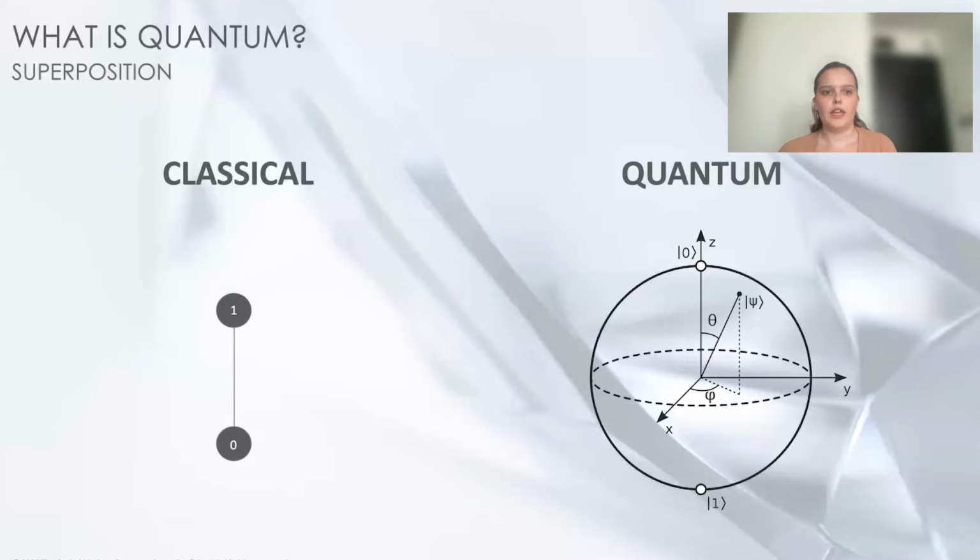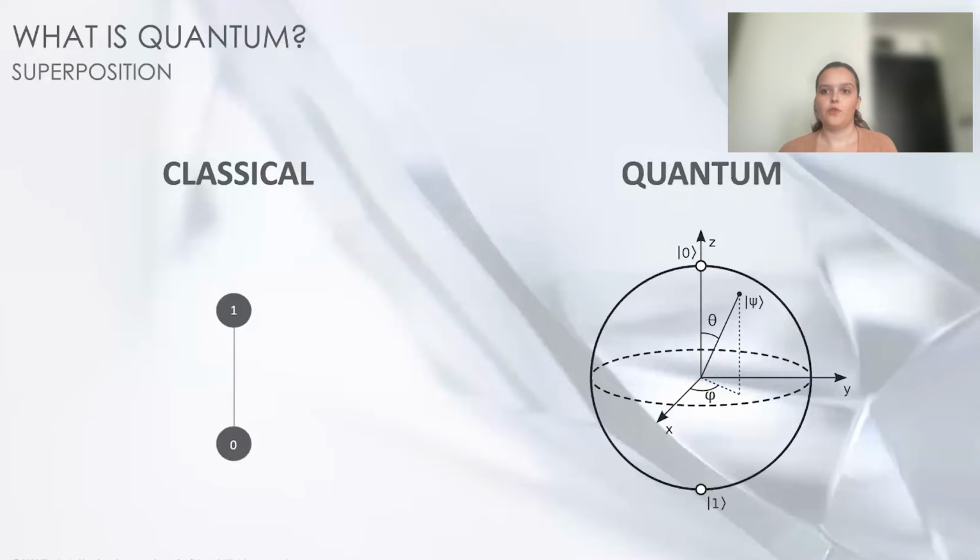Now, the first one is the idea of superposition. Classical computers, like the laptops and computers and data processing centers that we use today, are all based on bits, and bits can be in a state of either 0 or 1. But one of the fundamental interesting parts of qubits, which are what quantum computers are based on, is that a qubit can be either 0 or 1 or any state in between 0 and 1.